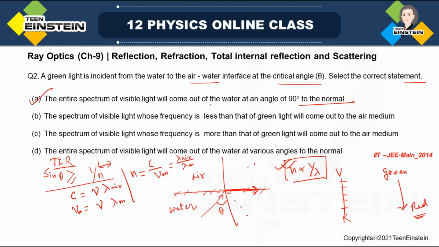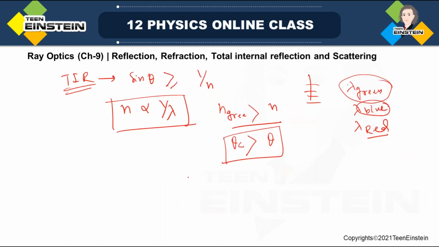The entire spectrum of visible light will not come out at an angle of 90 degrees to the normal. It is not true, because some of the light will not satisfy the condition of critical angle, some of the colors. Now the spectrum of visible light whose frequency is less than that of the green light will come out to the air medium. Now we'll just think about it.